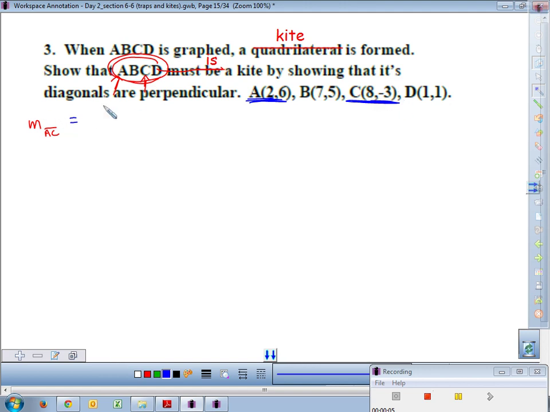To find the slope, remember the y's are on top, so it's -3 minus 6, y2 minus y1, over 8 minus 2. And then just keep working straight across. You get a -9 over 6. Reduce and get -3/2. Now, before I even get started, if these were truly perpendicular, the other diagonal is going to be segment BD. Its slope should be the opposite reciprocal of that, which is 2/3. So when it comes to segment BD, I will find its slope next. If I could write.